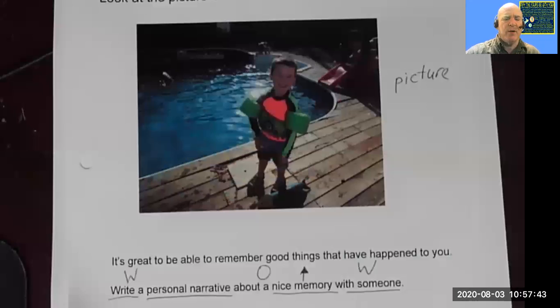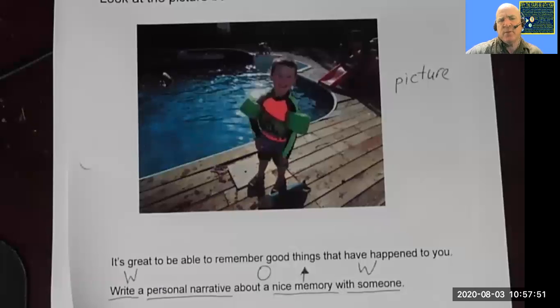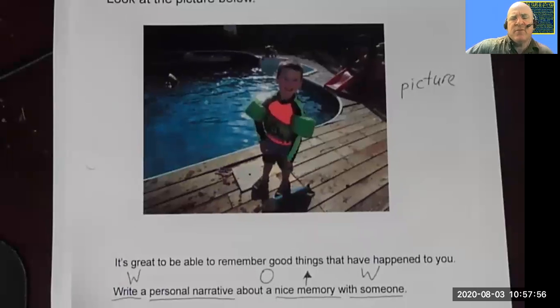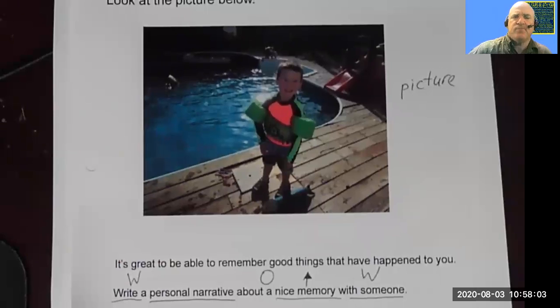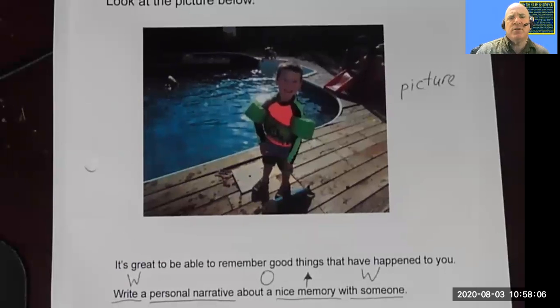That one is write about a nice memory with someone. And one of the things I want to mention and take notice of that tended to happen a lot when we were actually testing personal narrative across the state, 350,000 fourth and 350,000 seventh graders writing stories. Whatever the picture happened to be on the prompt page on test day, it was like 50,000 students, 75,000 would write a story about themselves doing the exact same thing in the picture.